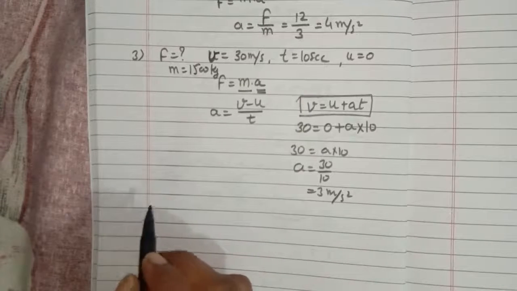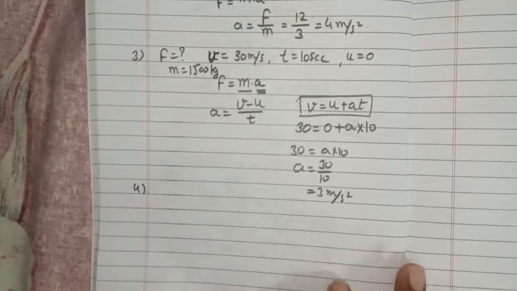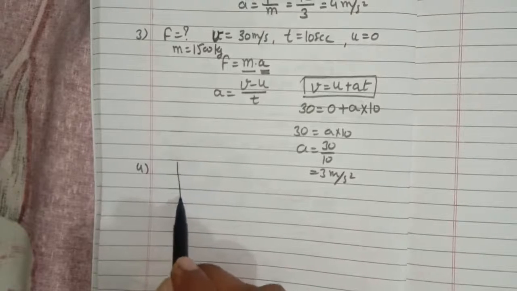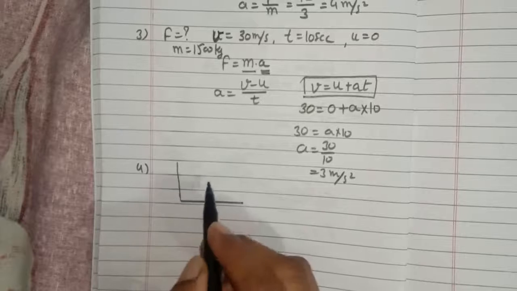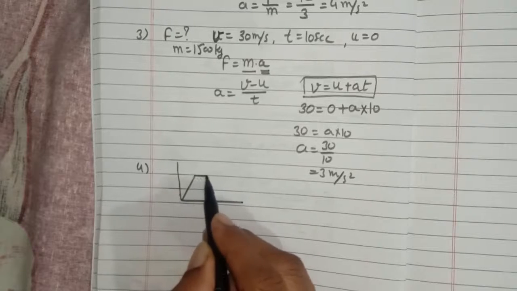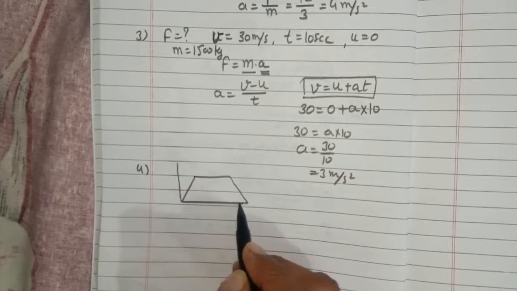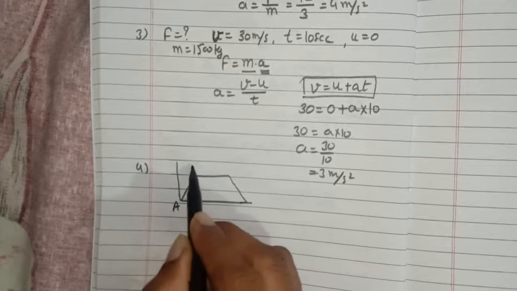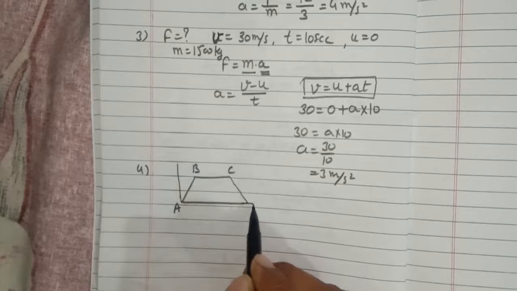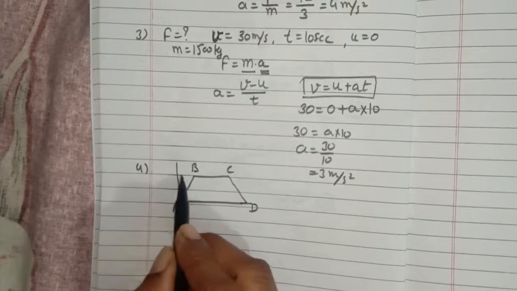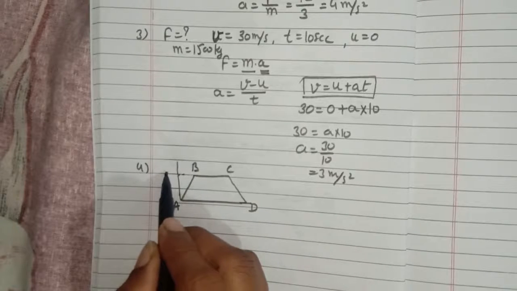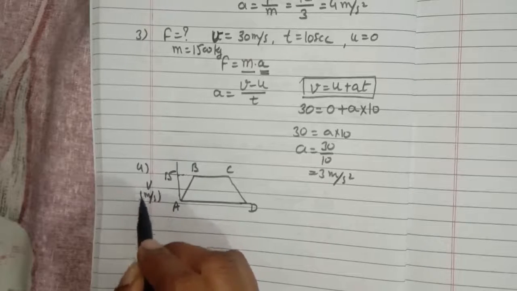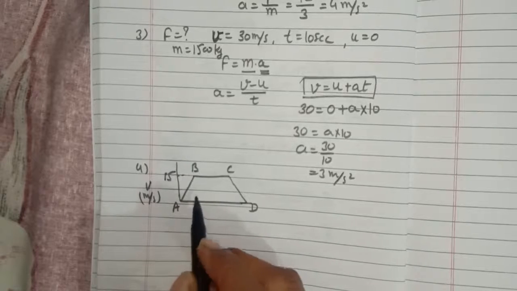Now the next question is a graph based question. Again, you should be clear. Chapter first should be clear to you so that you can solve any question. Okay, in this question the points are A, B, C and D, and the value here is 15 meter per second. This is the velocity in meter per second. Okay, I want to explain something.